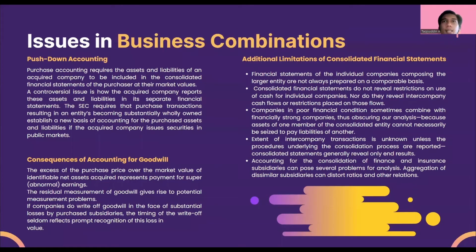Okay, last is the accounting for the consolidation of finance and insurance subsidiaries, which can pose several problems for analysis. Aggregation of dissimilar subsidiaries can distort ratios and other relations. Okay, that's all for me. The next part will be discussed by my friend.